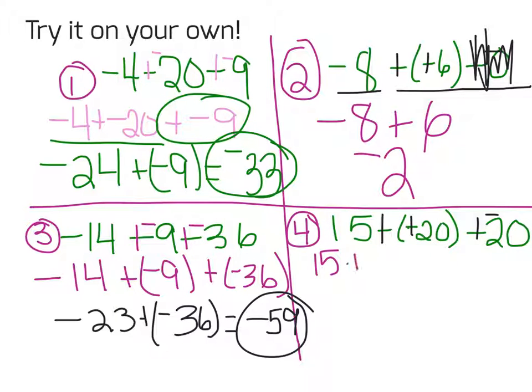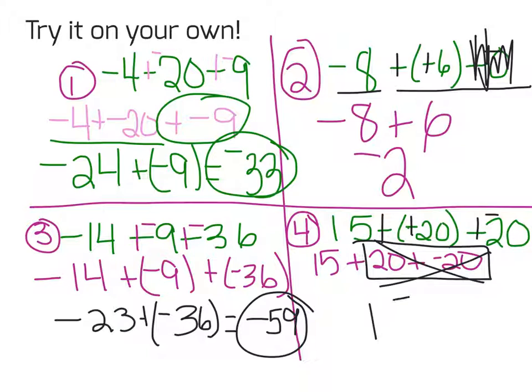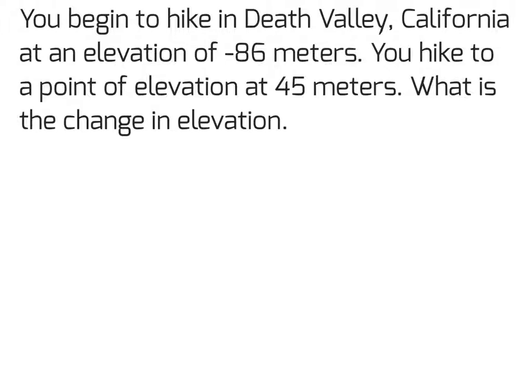15 plus 20 plus negative 20. Okay, so I see this right here. Remember, those are additive inverses. 20 plus negative 20 makes it 0. So we end up with just 15 for our answer. Great job. Okay, so we're going to look at a couple word problems.